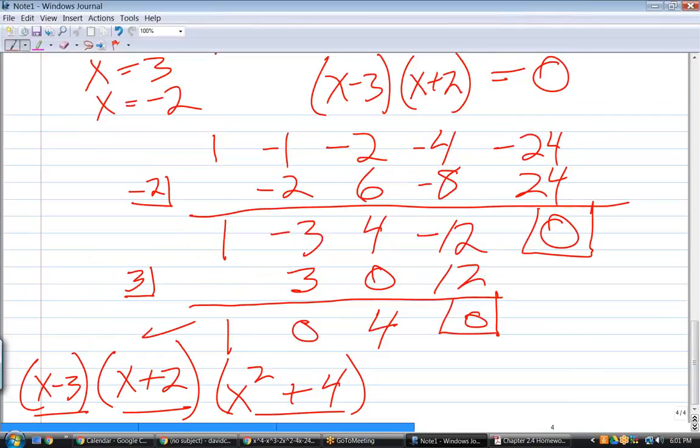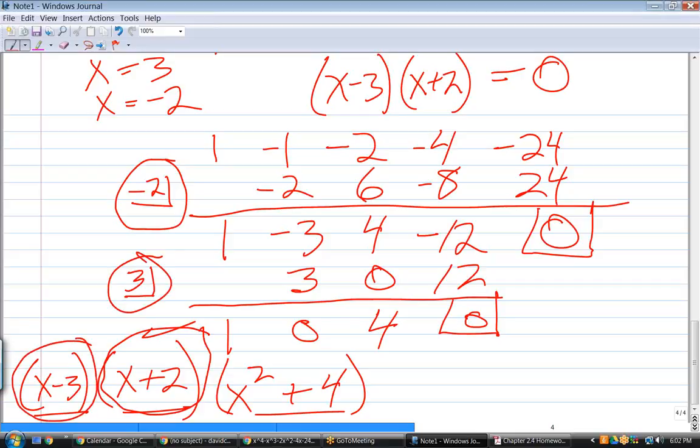So what would I do with the quadratic of the negative 2? With the what? The negative 2. Well, I divided by that 0, and that represents that linear factor. The 3 represents this linear factor. And what's left over after you've divided by those two linear factors is your irreducible quadratic.